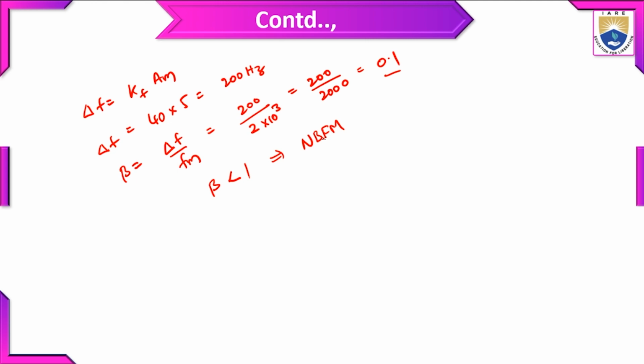So what is the formula for narrow band FM? For bandwidth, in narrow band FM, it is taken as 2FM. So what is 2 into FM? 2 kilo, so 2 kilo. Simply it is 4 kilohertz. So this is the bandwidth of FM signal.